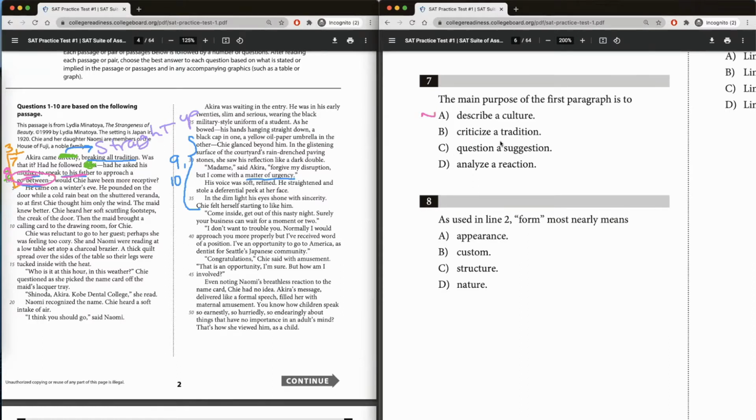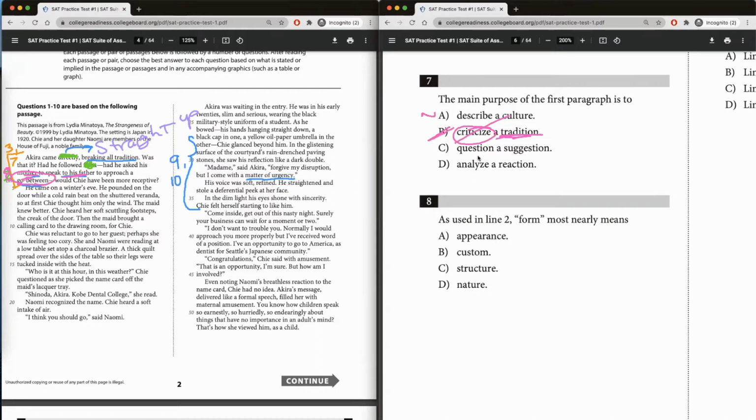Criticize a tradition. Okay, so we know it's a tradition because this is what Akira feels he should have done. But criticizing, they're not criticizing. He's just saying, should I have gone to my mom, who would have then gone to my dad, who would have then gone to this mediator person, or the go-between? So it's not criticizing, simply someone thinking through his thoughts. I'm going to cross that out then.